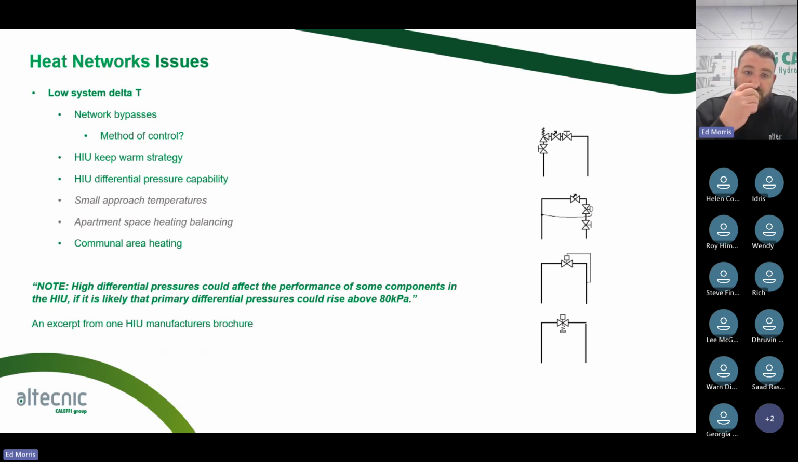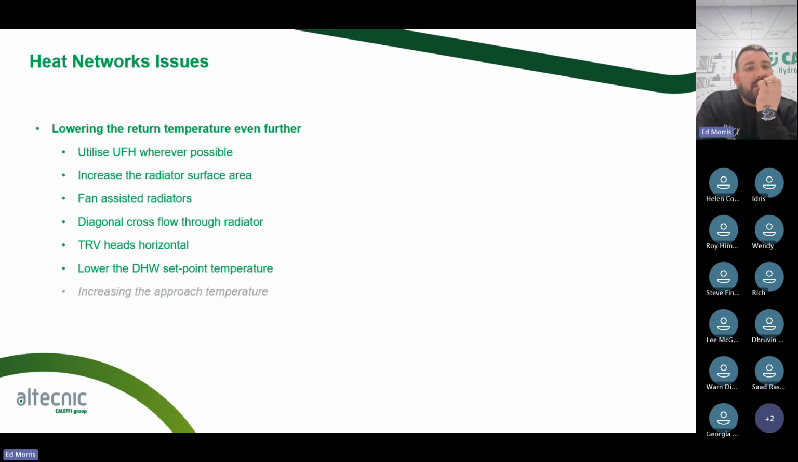And note that high differential pressure could affect the performance of some components within HIUs. The primary differential pressure could rise above 80 kPa. So look for what the maximum differential pressure rating of a HIU is, to ensure that you don't get any issues in the life cycle of it.